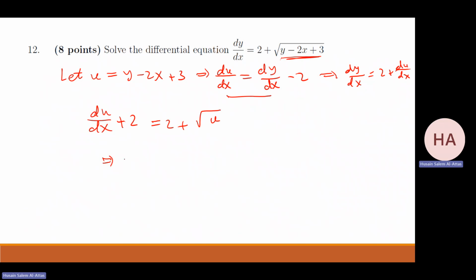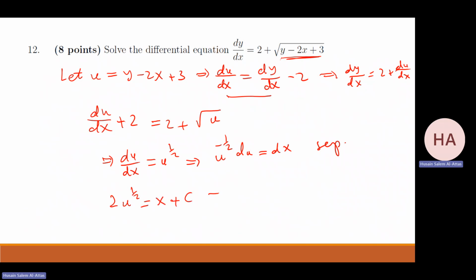So that's very clear, separable. du over dx equals u to the power half. In other words, u to the minus half du equals dx, which is very clear, separable. Integrate. You add 1, that will be 2u to the power half equals x plus c. That means 2 square root of y minus 2x plus 3 equals x plus c. Yeah, that would be the answer.